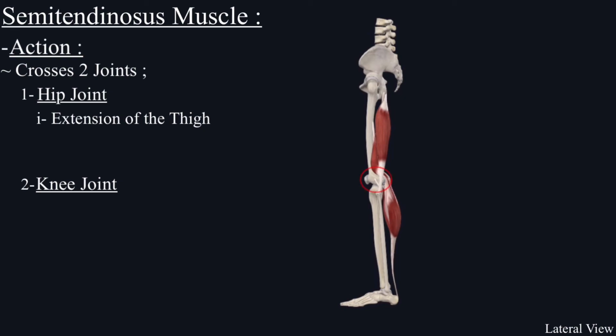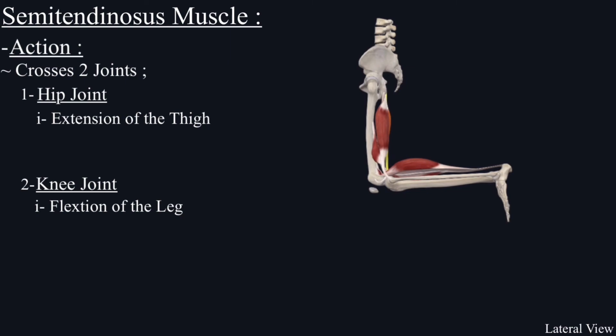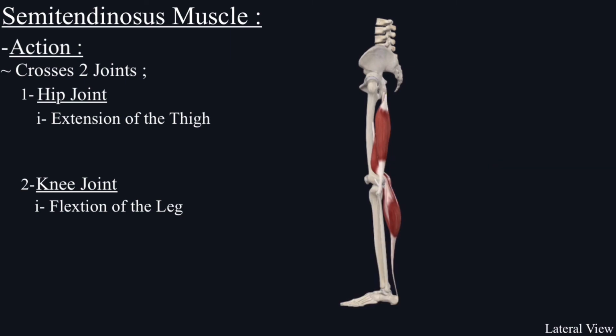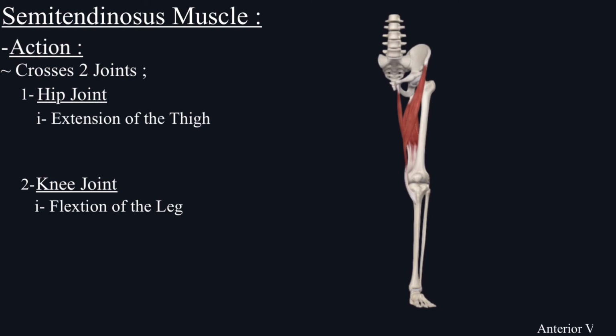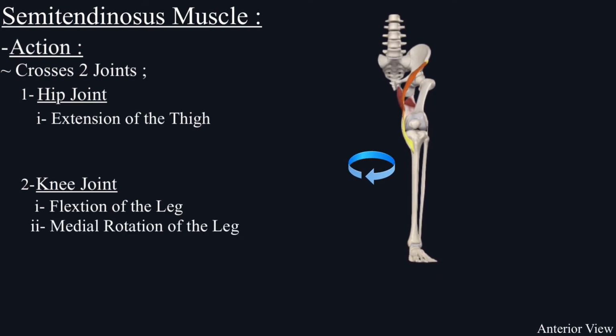At the knee joint, it causes flexion of the leg. And since it is present posterior to the knee joint, contraction of this muscle will pull the leg in this direction. It also contributes to the medial rotation of the leg. Because it is inserted on the medial surface of the proximal tibia, its contraction will rotate the leg in this direction.